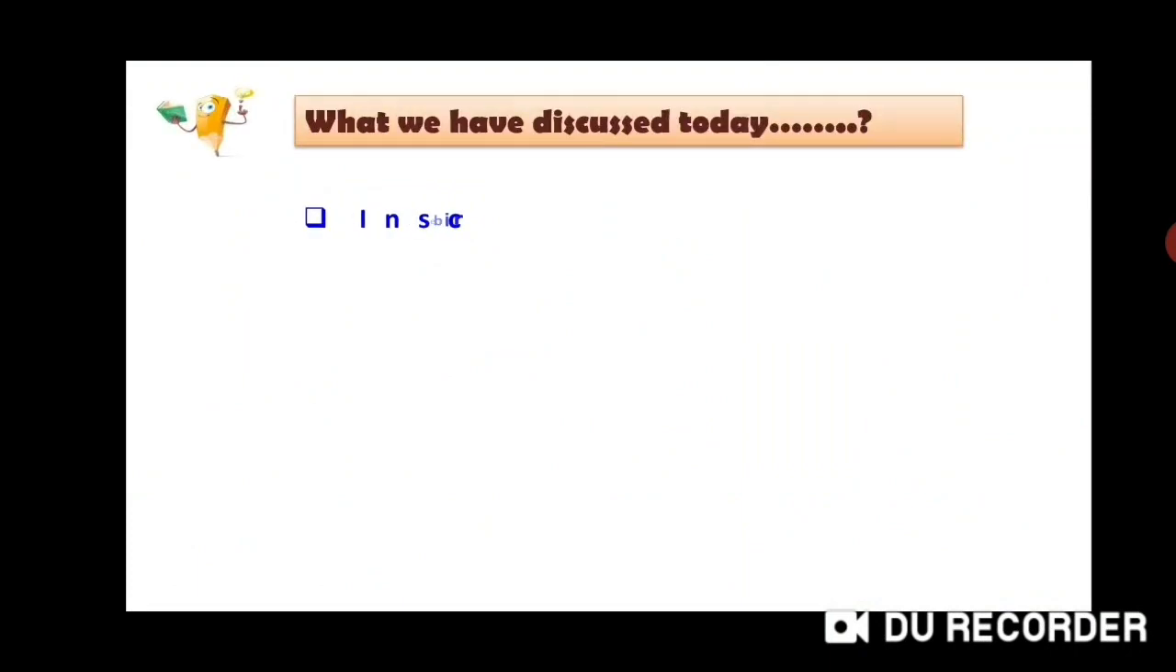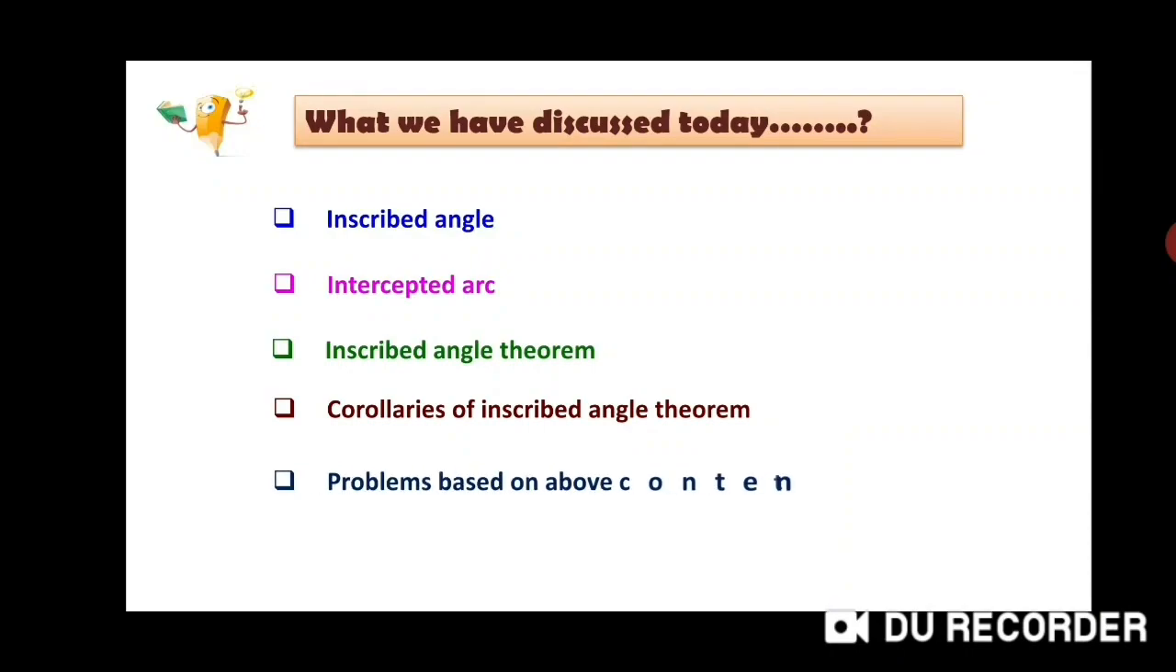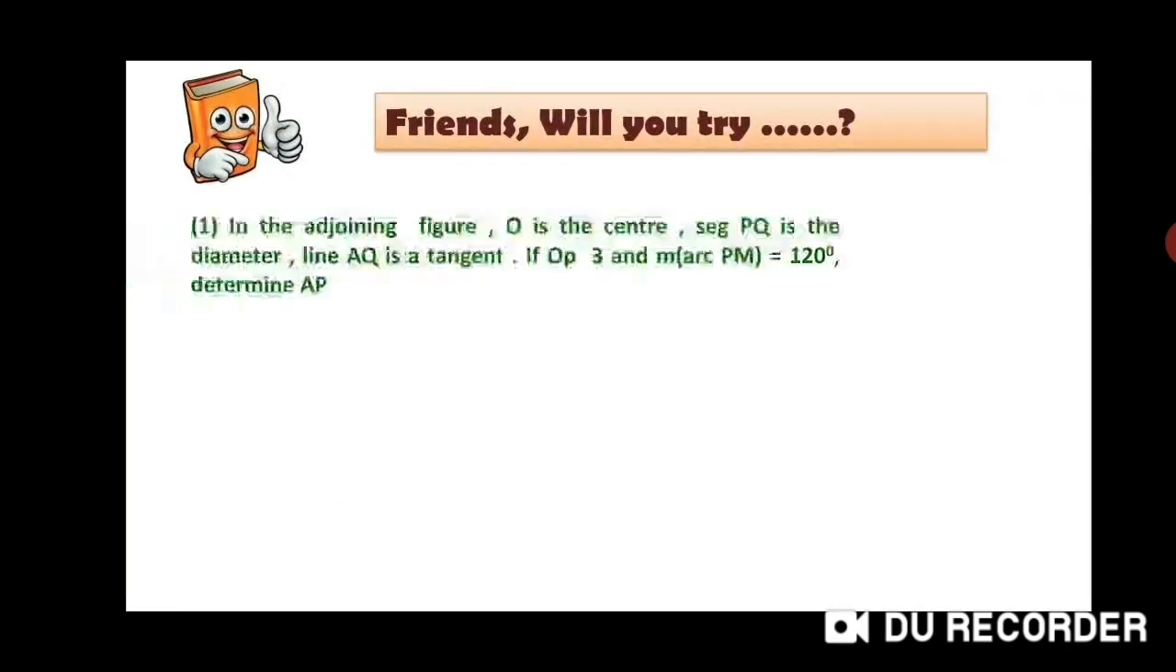Friends, these are the different problems that we have discussed here. Till now, what we discussed is the inscribed angle theorem, definition, figure, then intercepted arc, definition and figure, an important theorem, that is the inscribed angle theorem, then two corollaries based on the inscribed angle theorem, and a few problems based around this content. I think you have come to know this part very well. So you have to try these problems.